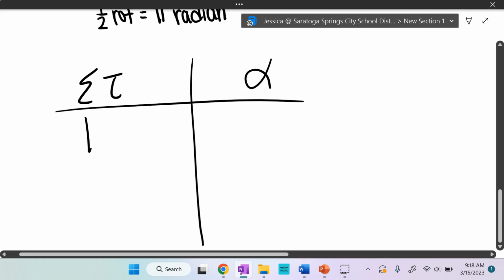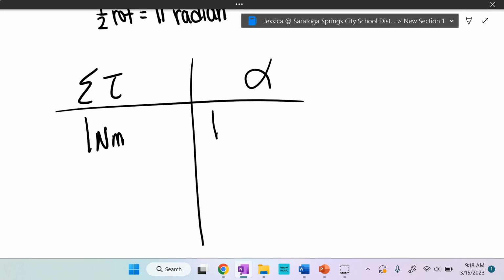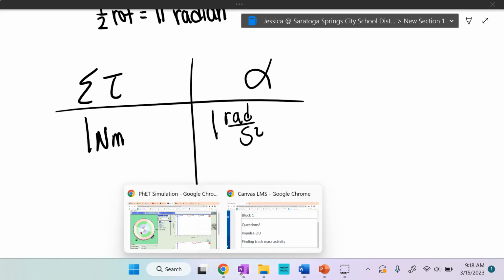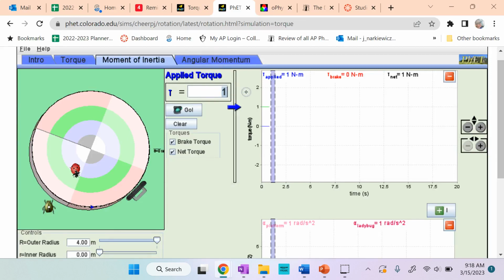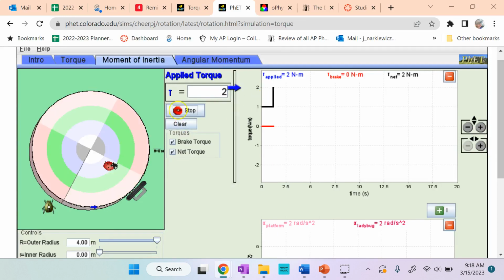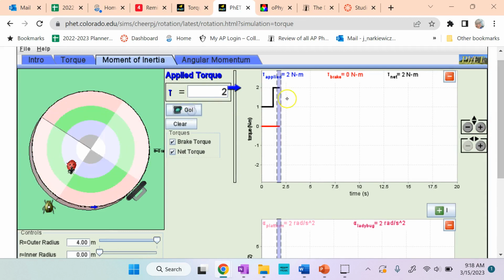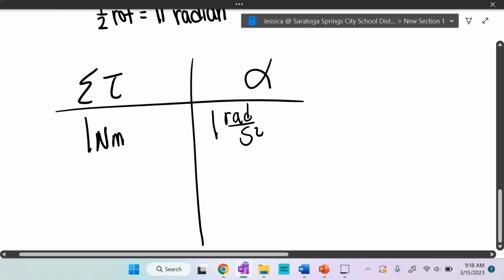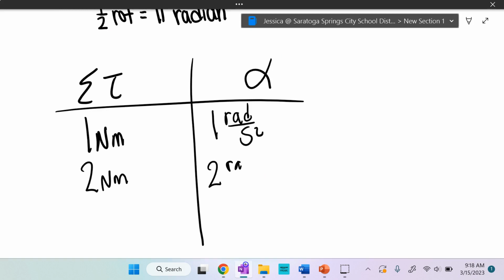So I did 1 Newton meter of net torque, and that gave me 1 radian per second squared of angular acceleration. Now we're going to double that torque to 2, and I'm going to see what the resulting acceleration is. All right, I have an applied torque of 2, and my angular acceleration jumped up to 2. So I doubled it to 2 Newton meters, and this also doubled to 2 radians per second squared. So far, looking like a direct relationship.